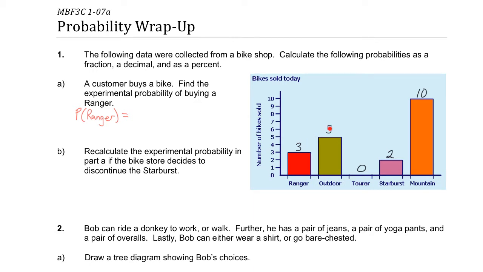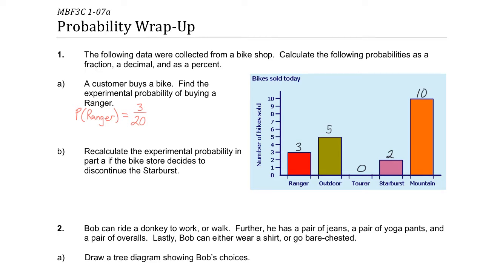Well, 3 plus 5 is 8, plus 2 is 10, plus another 10 is 20. There's 20 sales. 3 of those sales were Ranger. So we would say the probability that the customer buys a Ranger is 3 out of 20. Now the question also says to write it as a fraction, a decimal, and as a percent. So this fraction is already in lowest terms, 3 out of 20.